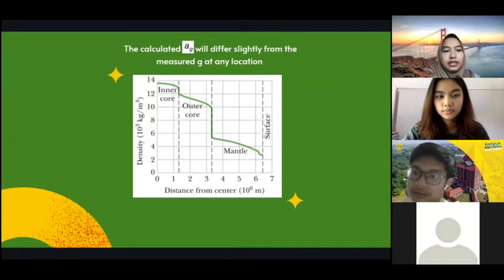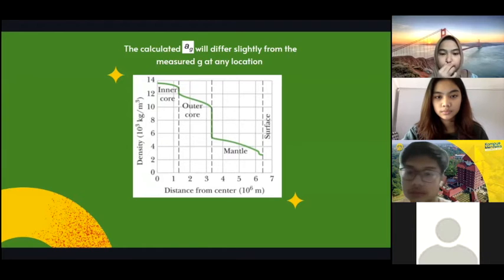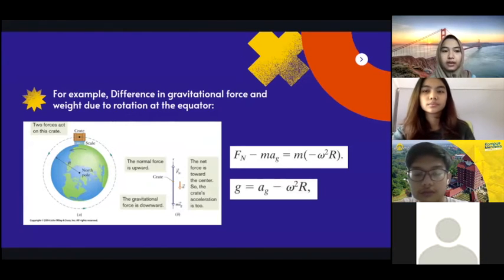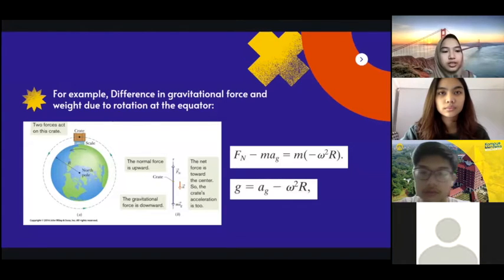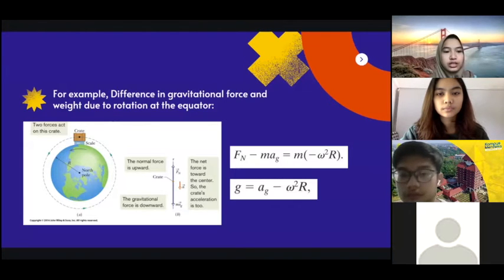The calculated acceleration will differ slightly from the measured g at any location. Therefore, the calculated gravitational force on an object will not match its weight, for three reasons. First, Earth's mass is not uniformly distributed; second, Earth is not a sphere; and third, Earth rotates. Next. For example, the difference between gravitational force and weight due to rotation at the equator is given by this formula. Next.